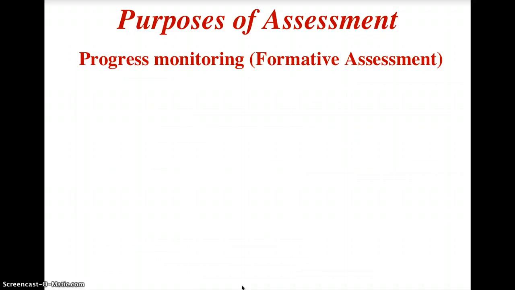The third one is progress monitoring. Once we decide, okay, we're going to give this particular student an intervention, we are going to monitor his or her progress. This is also called formative assessment because it helps us to figure out what type of teaching we're going to use, where we're going to start, etc.